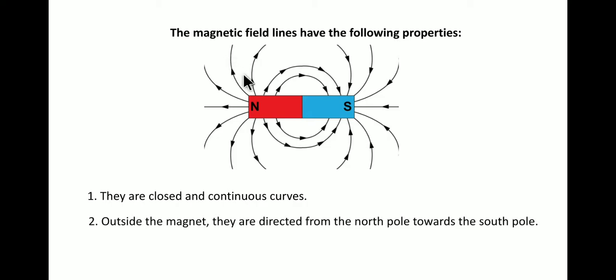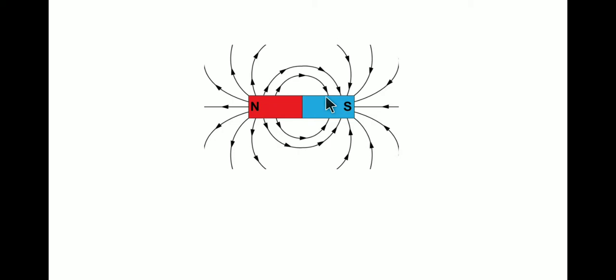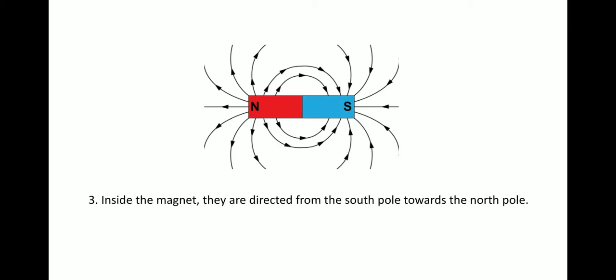Outside the magnet, the lines are directed from North Pole to South Pole. Whereas inside the magnet they are directed from the South Pole to North Pole. So inside the magnet it moves from South to North Pole, and outside it moves from North to South Pole. That's why they are continuous curved lines.